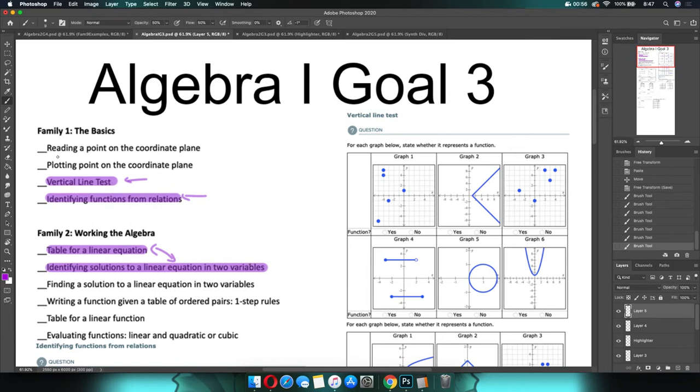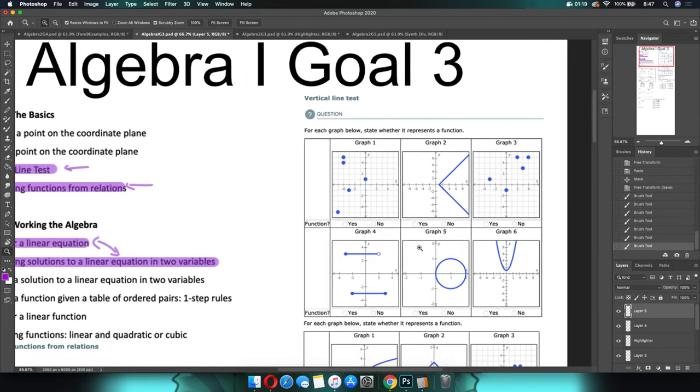Technically, I could probably talk about reading a point on the coordinate plane and plotting a point, but generally speaking, students have either already tested in and have that memorized from pre-algebra goal 5, or more specifically, they can figure it out and learn it pretty fast. There's not really much for Ms. Dubois to add to that particular conversation. But first things first, let's talk about our first item on our list, which is the vertical line test.